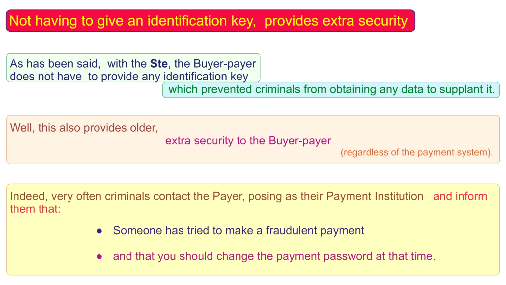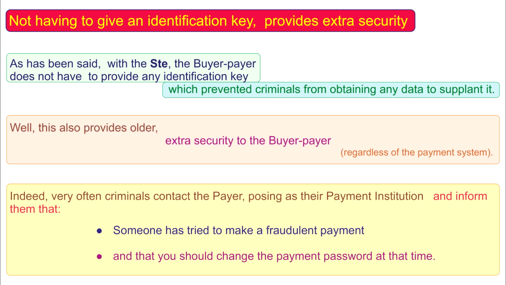Not having to give an identification key provides extra security. As has been said, with the STE, the buyer-payer does not have to provide any identification key, which prevents criminals from obtaining any data to supplant them. Well, this also provides extra security to the buyer-payer, regardless of the payment system.